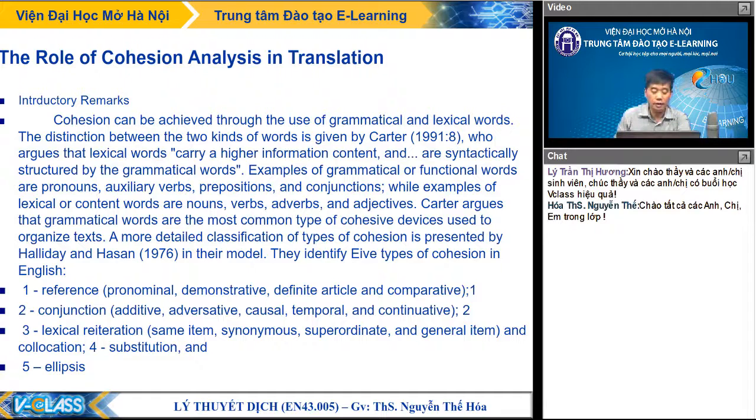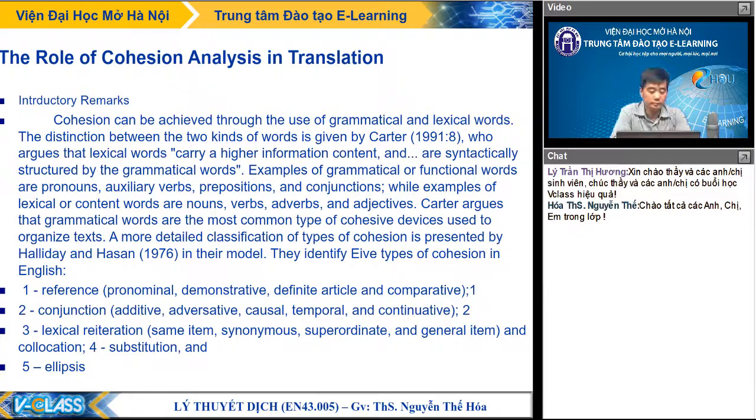In identifying the 5 types of cohesion, we have several things here. First of all, we have reference, the word that is called refer. And now we have different kinds of reference: pronominal, demonstrative, definite article, and comparative. And next, we have conjunction. Several kinds of conjunction: additive, adversative, causal, temporal, and continuative.